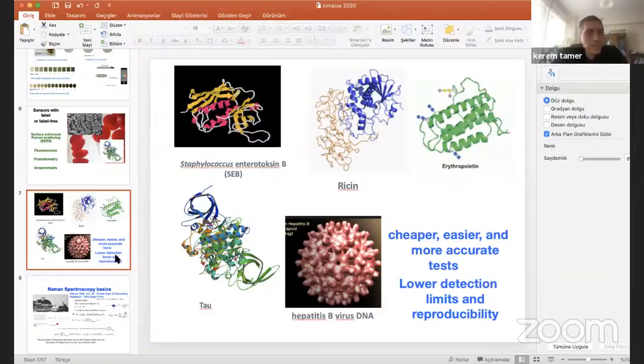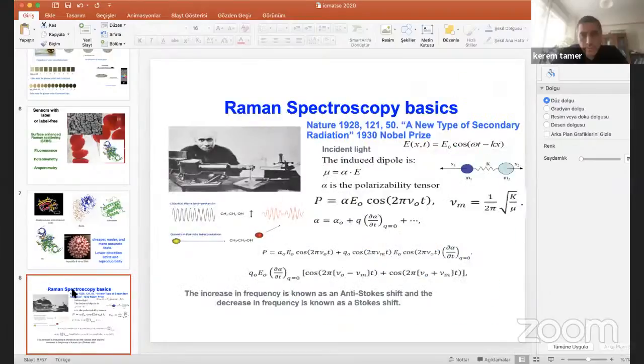Okay, actually today I'm going to give some basic term of the Raman spectroscopy also. As you know, this is the very delicate system actually. Why? Because only one photon is scattering inelastically. Maybe you are not familiar with the basic of the Raman spectroscopy. Briefly, I can explain the Raman spectroscopy as a scattering techniques.